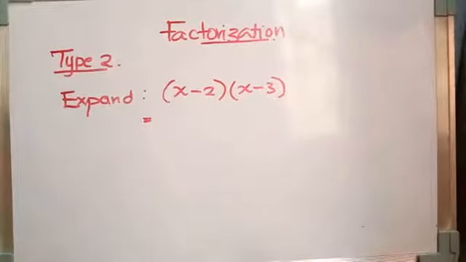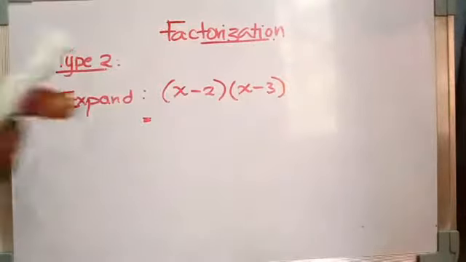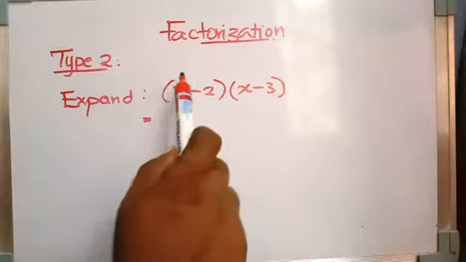Factorization type 2. That means factorization of a quadratic expression in which the middle term is negative, which is known as type 2. Okay. So before going to the factorization, let us expand the question given on the board. Do you know how to expand it?